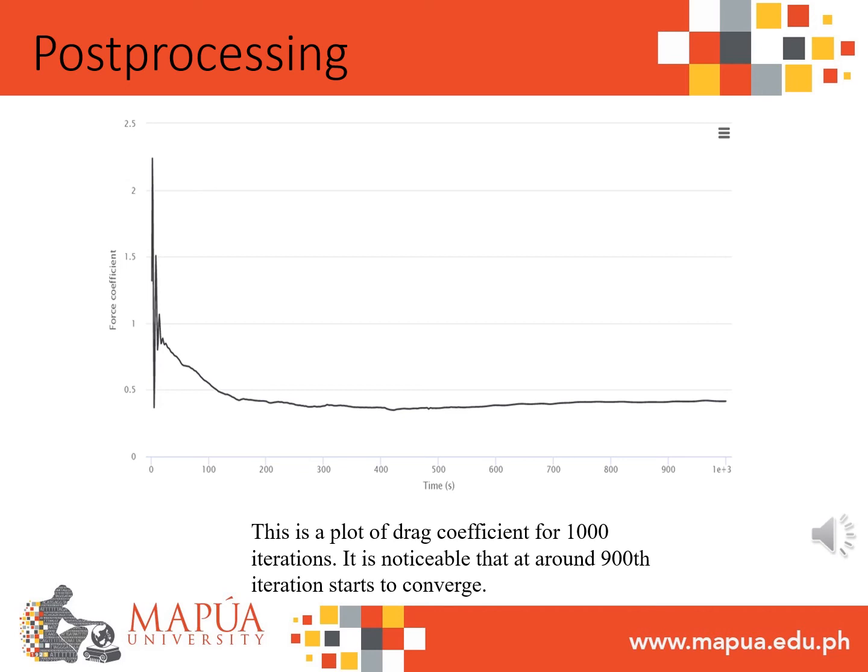One way to check for the convergence is to look at the graph of the results. So here we have the plot of drag coefficient for 1000 iterations. We can notice here that at around 900 iterations, our solution starts to converge.